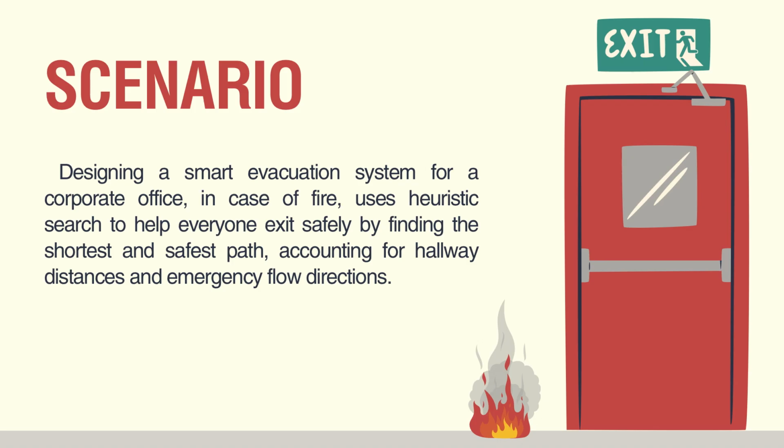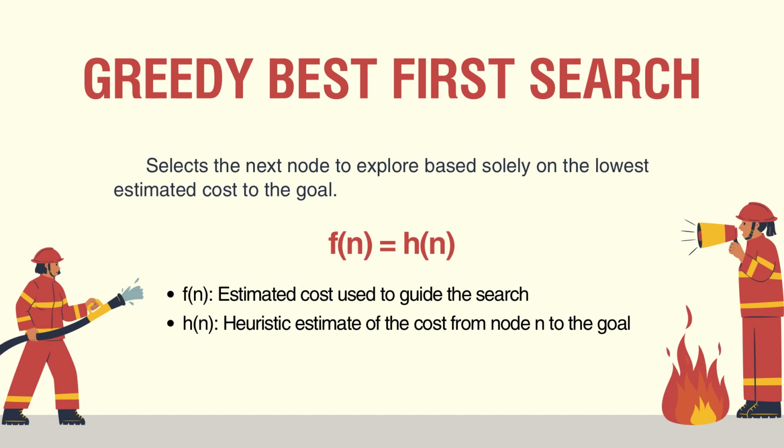To ensure everyone's safety, we need a smart evacuation system that can quickly find the shortest and safest route to an emergency exit. For this, we use heuristic search algorithms which consider hallway distance and emergency fire direction to guide people to safety. The first method we apply is greedy best first search.